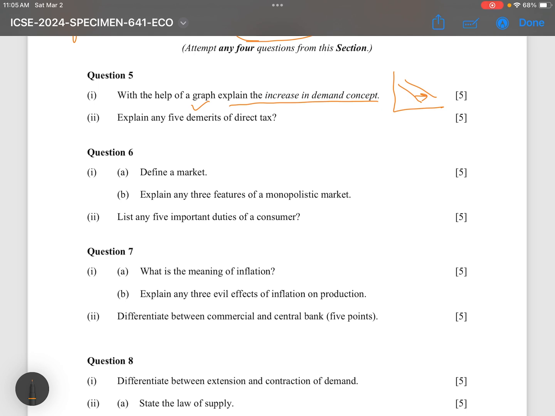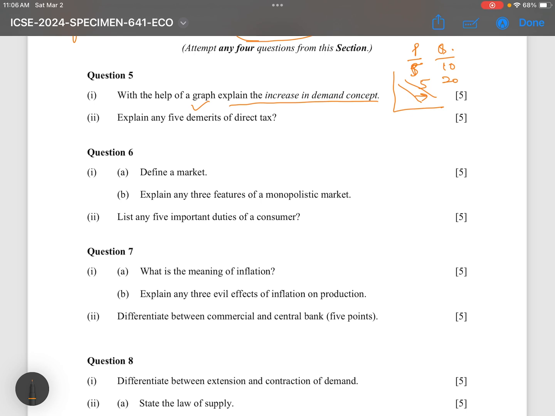Another thing you can give here is a table also. So where you are showing a simple table, as price is not changing, let's say 5, quantity is 10, price remains 5, but quantity has shifted to 20. So this is again a case of increase in demand. So you can keep these things in mind. So if you know the concept, you will be able to do it.